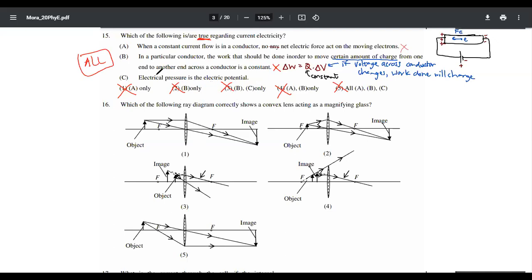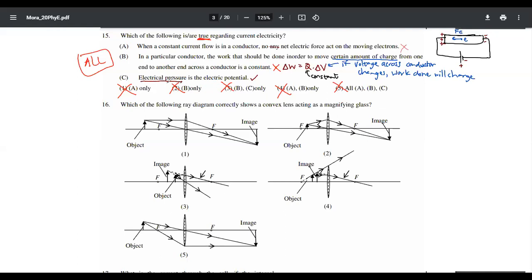16th one, electrical pressure is the electrical potential. I think that is correct. That statement is not used much. Electrical pressure is like the water pressure. If you want water to flow from one end to another, you need a pressure difference. Likewise, if you want current to flow from one end to another, or electrons to flow from one end to another, you need an electric potential.